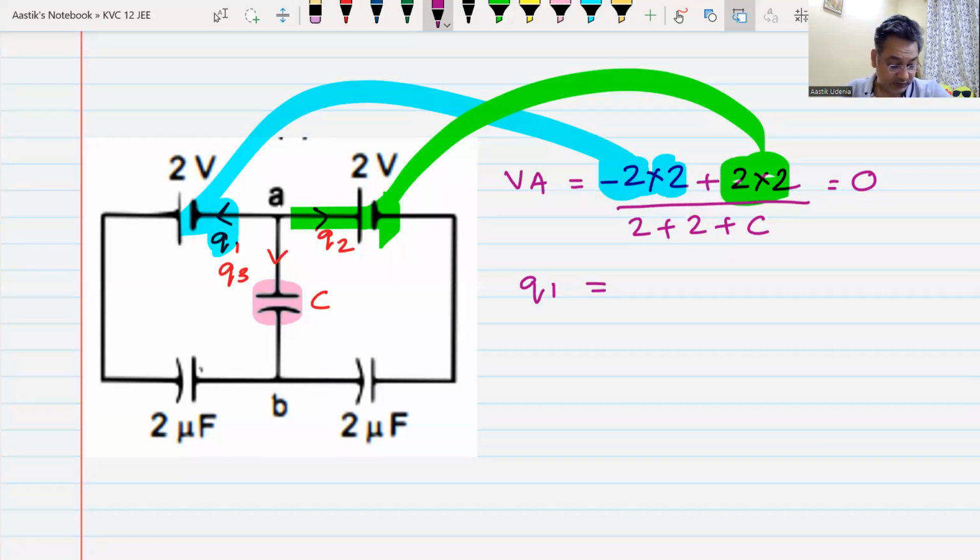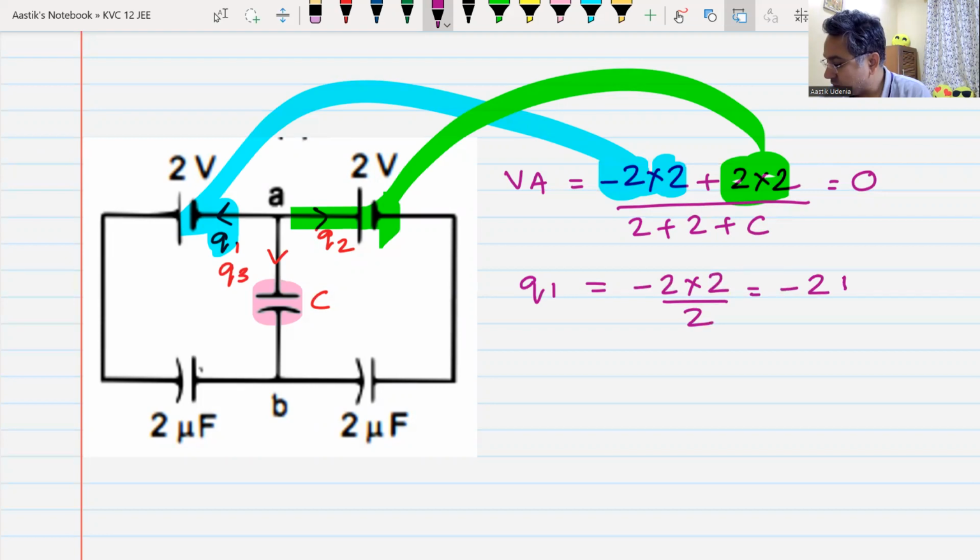What is the value of Q1? Q1 will be minus 2 into 2 divided by 2. So it will be equal to -2 microfarad. Why is it coming -2? Because charge is not going in this way, charge is coming in this way. You understand this? Yes or no?